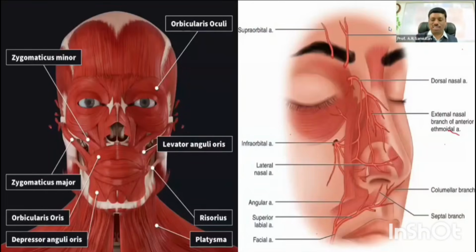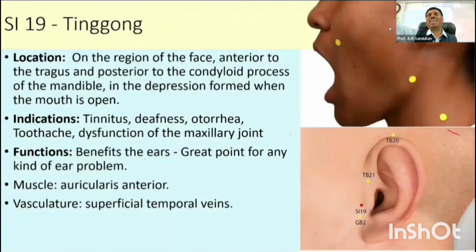Now the last point is known as Ting Kang. Ting again means palace; Ting Kang, the palace of hearing. There is the tragus. This is the anti-tragus, and this is known as the tragus. There is a curved flap existing here. In front of that flap, the point is located.